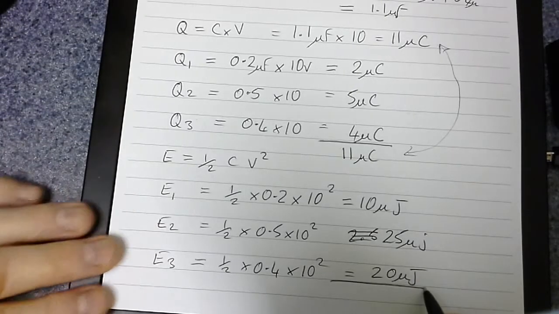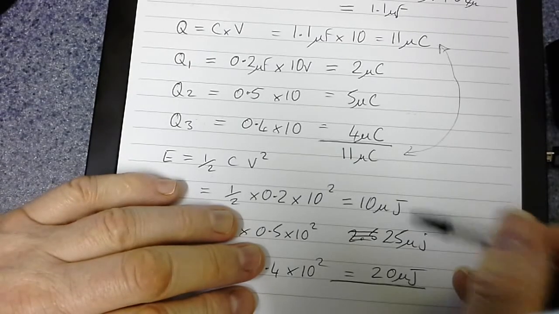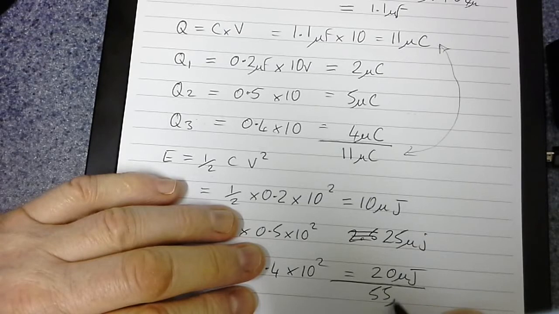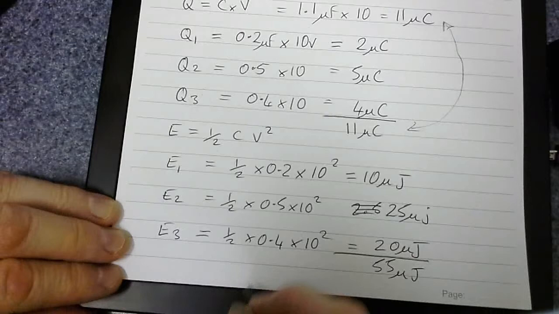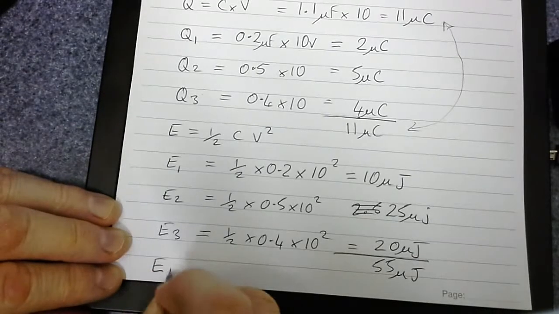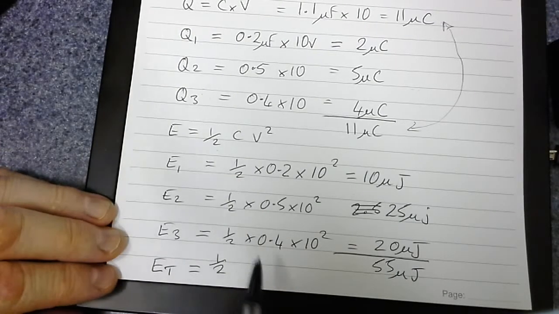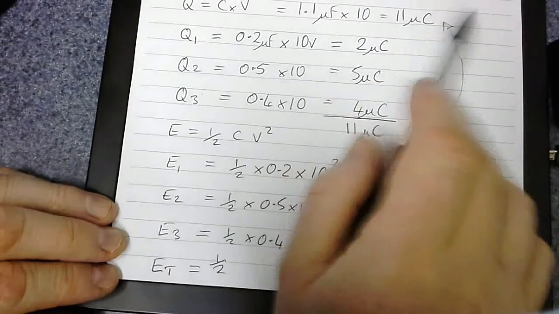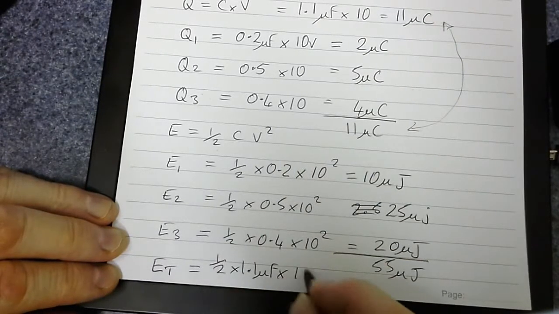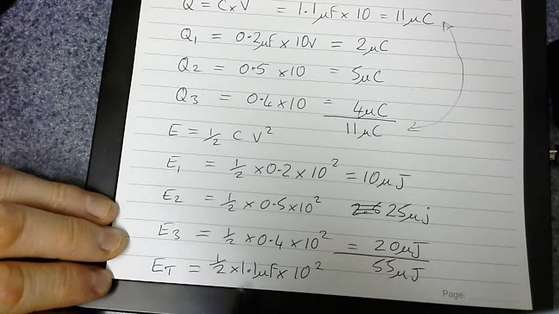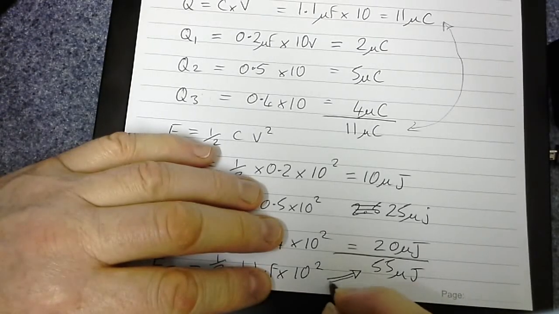If we add all of those together, we get the total energy in the capacitors in the circuit. So that's 10, 30, 55 microjoules. We could also calculate that, let's put the F at the end here, but just say ET for total energy would be a half times the total circuit capacitance, which we calculated above as 1.1 microfarads, times the voltage on the circuit squared, and that therefore also comes out at 55 microjoules.